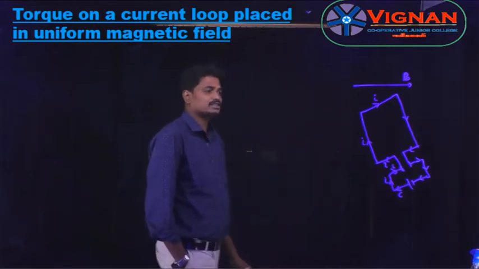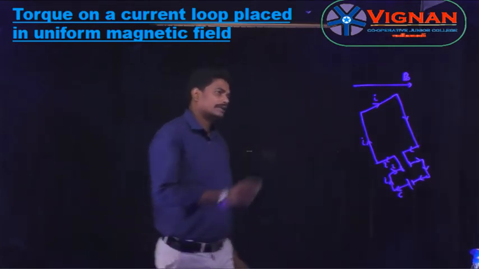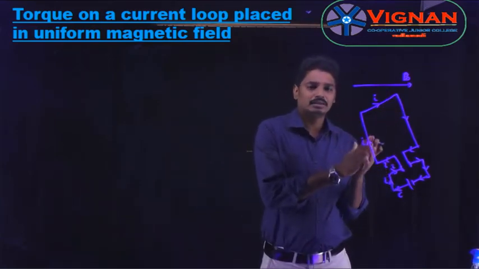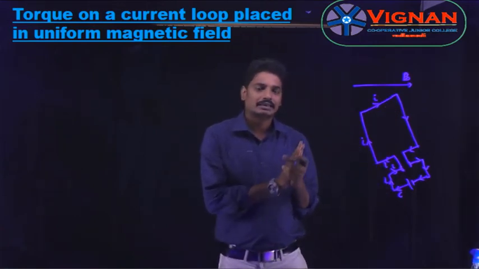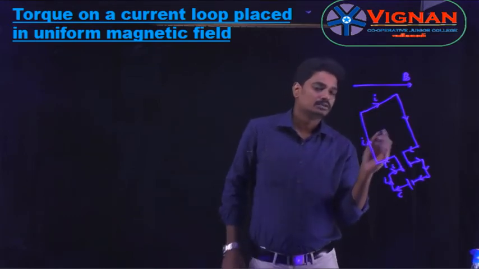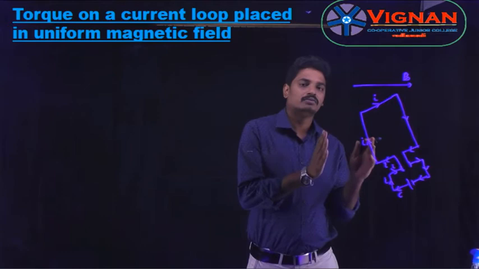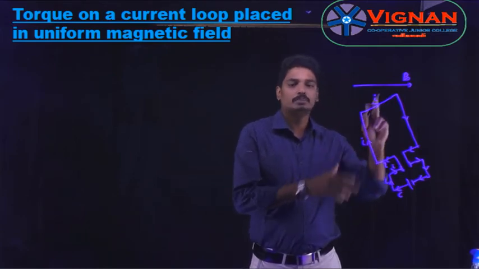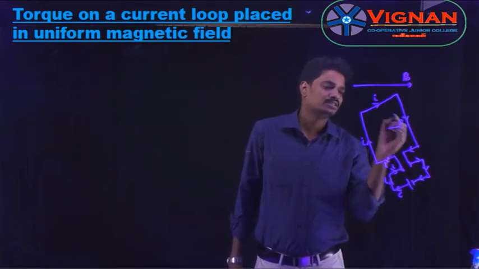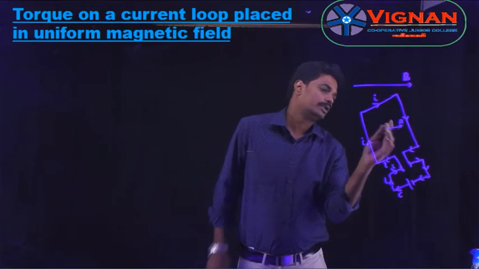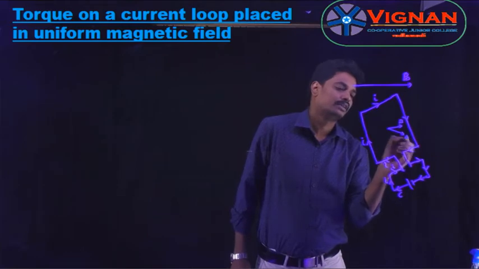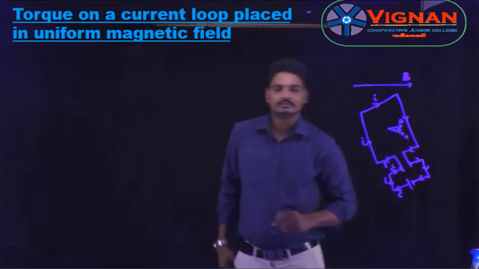So the direction of the current is noted. Now let this rectangular current carrying loop make an angle theta with the uniform magnetic field. The angle theta here is between the normal to the plane of the rectangular loop and the uniform magnetic field. Here the uniform magnetic field B is in this direction, and the normal to the loop, just like the area vector, makes an angle theta.